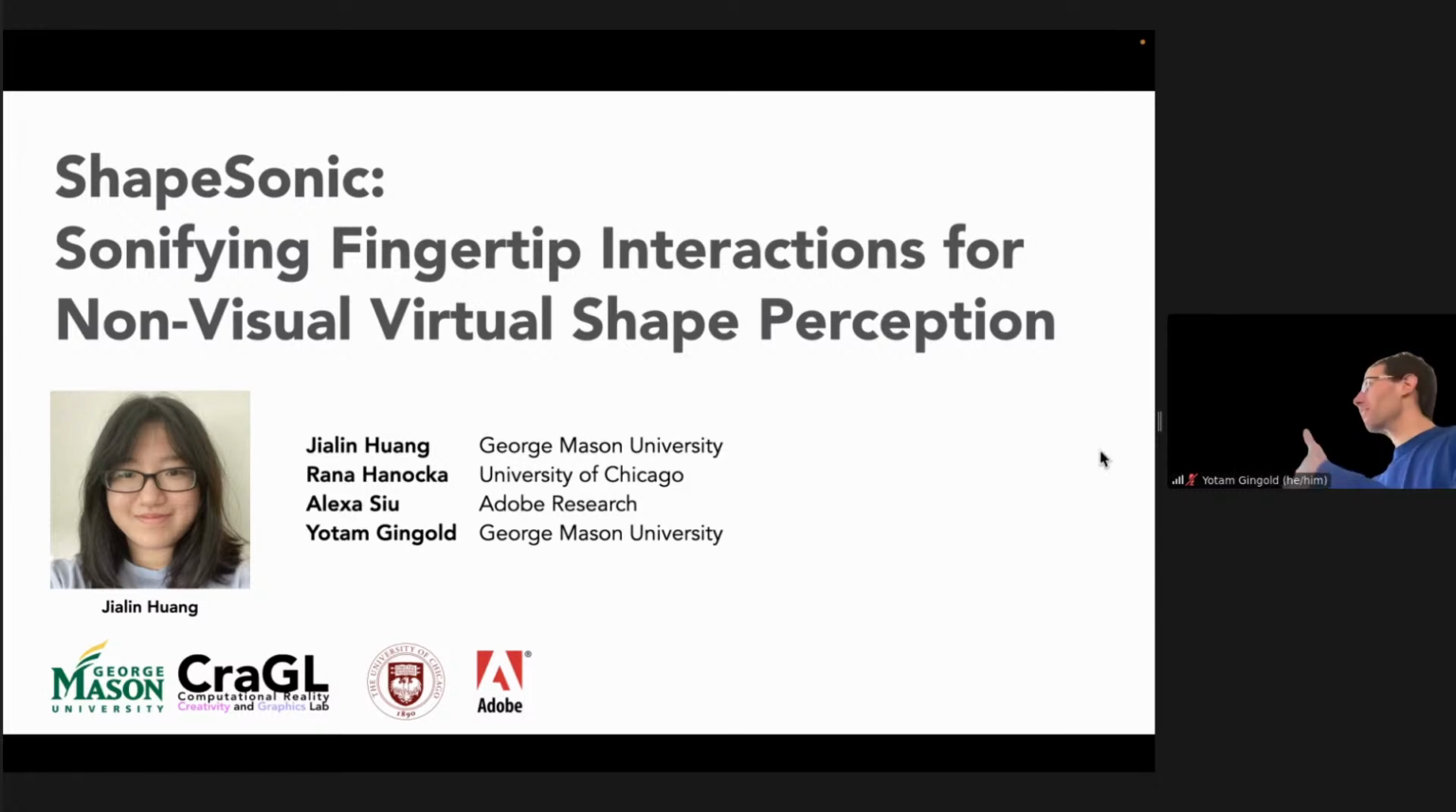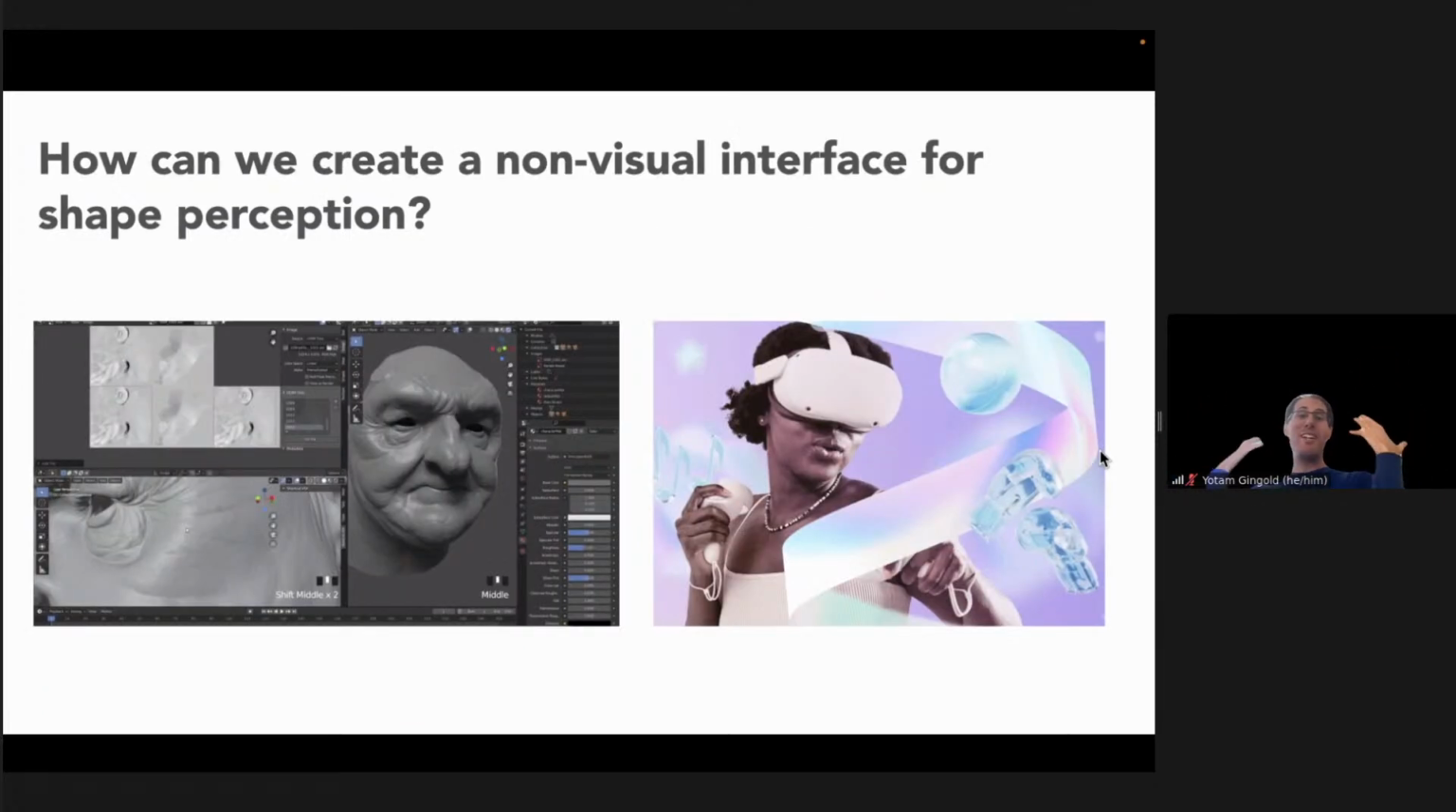Okay, so the question that drove this work is how can we create a non-visual interface for shape perception? Computer graphics is wonderful. I love computer graphics, but we very heavily rely on our visual perception to perceive graphics. It's almost in the word, right? Graphics. But there are lots of great applications of computer graphics. We can create and edit shapes. We can interact with them. We usually see them on screens, and maybe in VR or spatial computing headsets.